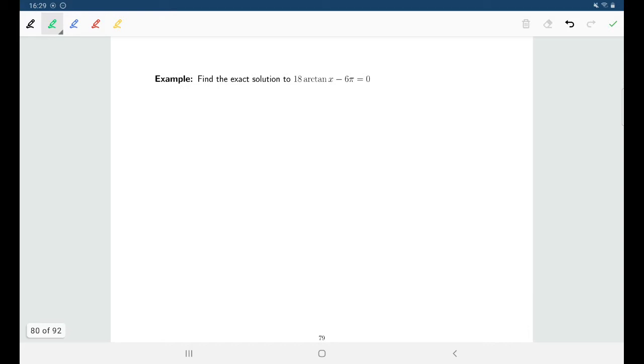So for this first one, we're looking to find the exact solution to 18 arctan x minus 6 pi equals 0. So the first thing that I'll do is take my tangent inverse function and isolate it. So first, I'm going to bring that 6 pi to the other side. And here I'm going to rewrite this as tangent inverse. Arctan of x is the same thing as tangent inverse.